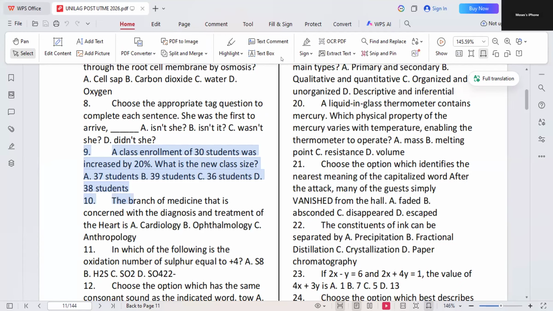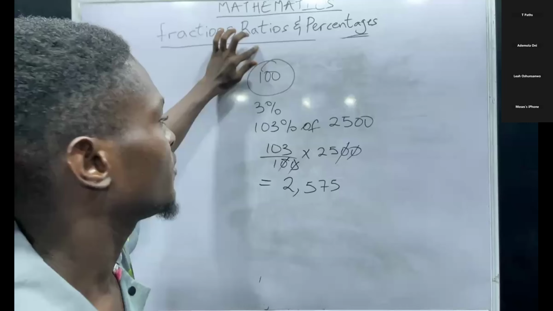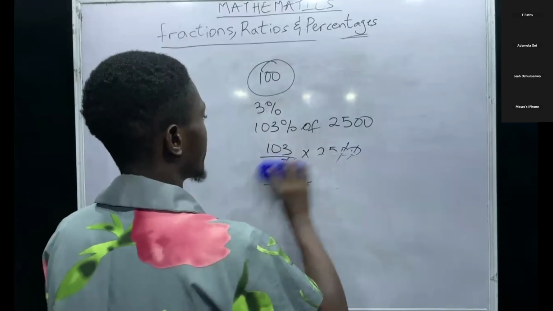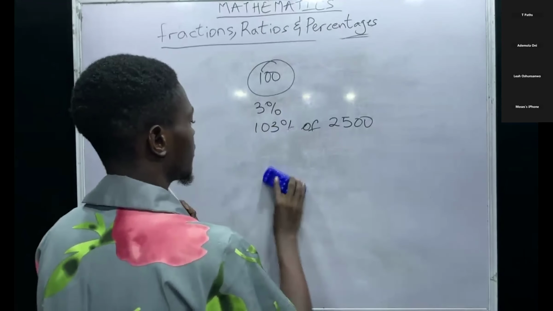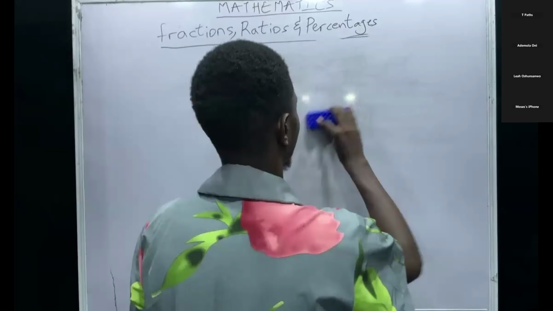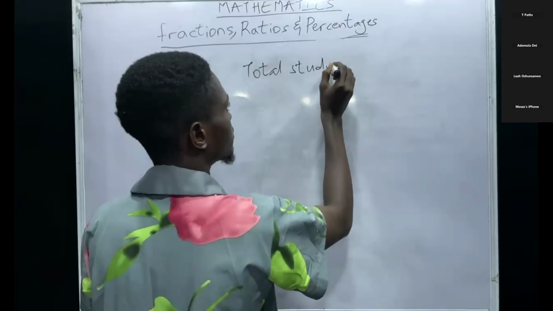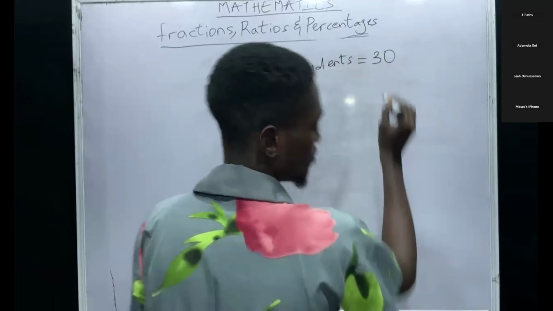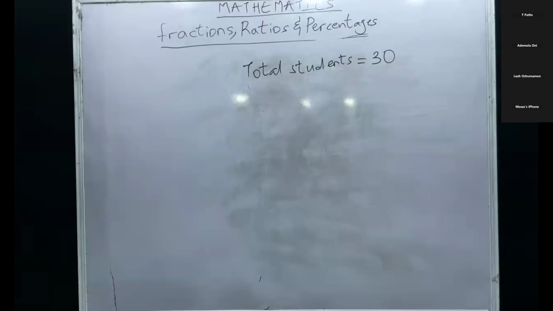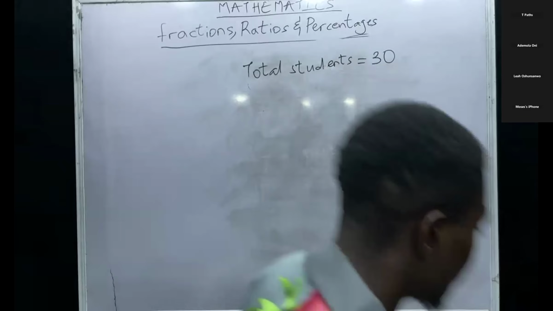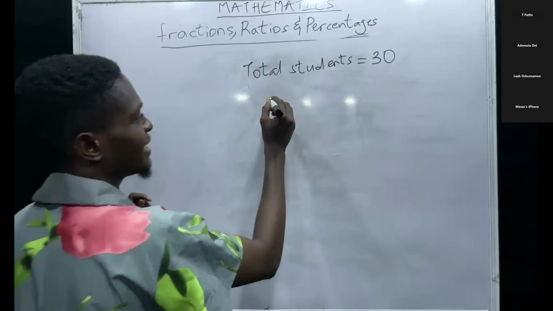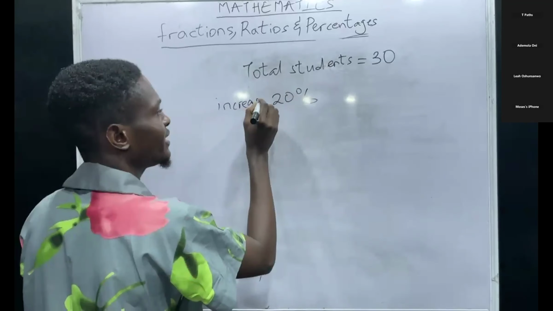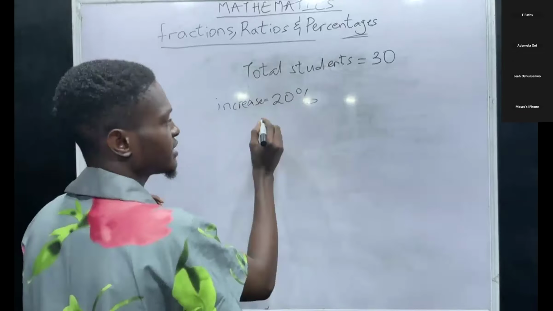Now, we said a class enrollment of 30 students. So now our total students is equal to 30. So we have 30 people in the class. And now we are told that the students were increased by 20%. Whenever we're having an increase, you add the increase to 100%. So 100% plus 20% is giving us 120%.